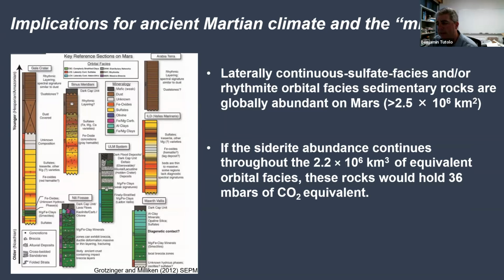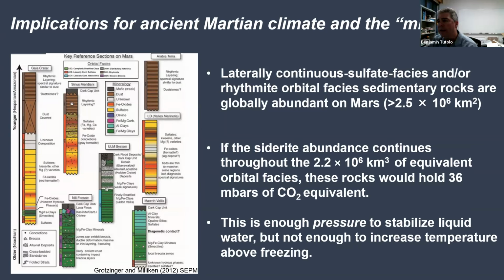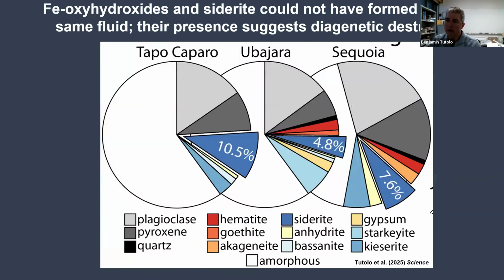And if that was released to the atmosphere, we would have enough pressure to stabilize liquid water, because at that point, no longer are we evaporatively cooling the planet, and we can actually stabilize liquid water. But the temperature, based on our climate models, would not be above freezing. So this gets us part of the way there, but not all the way there. And stay tuned for more details on what we're working on to try and sort that out.